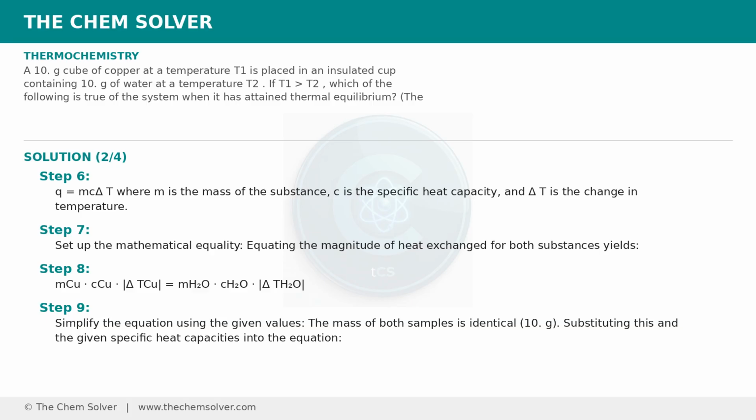Set up the mathematical equality. Equating the magnitude of heat exchange for both substances yields m_Cu times c_Cu times ΔT_Cu equals m_H2O times c_H2O times ΔT_H2O. Simplify the equation using the given values. The mass of both samples is identical, 10 g. Substituting this and the given specific heat capacities into the equation.